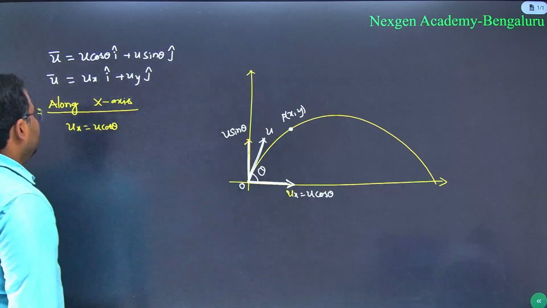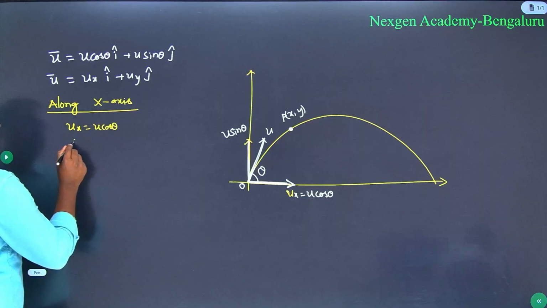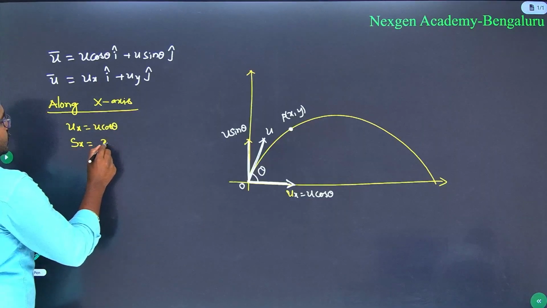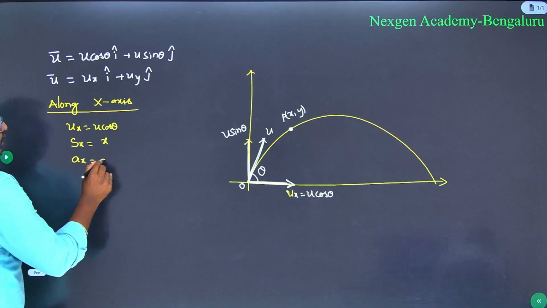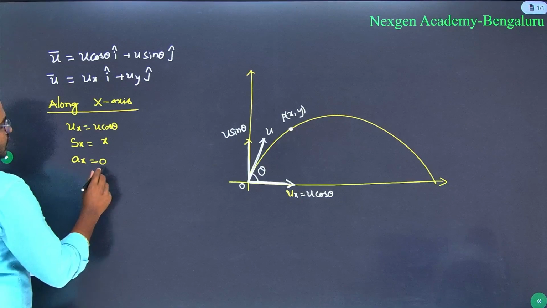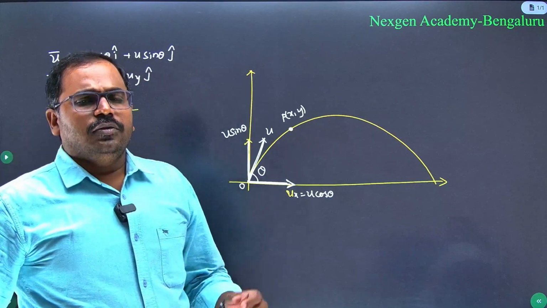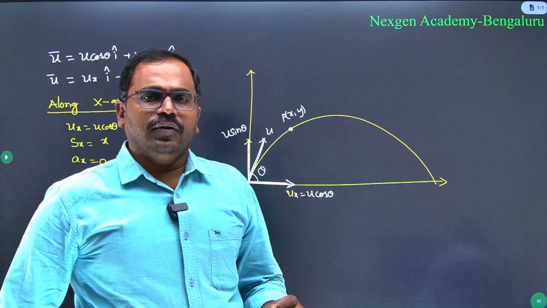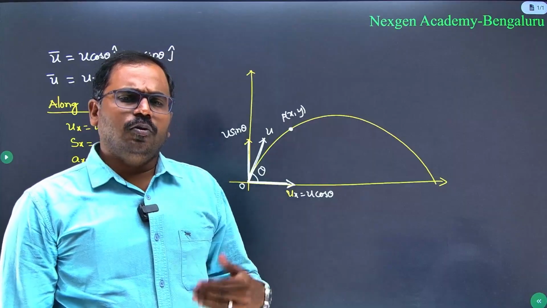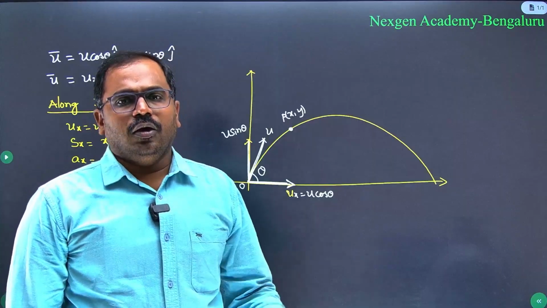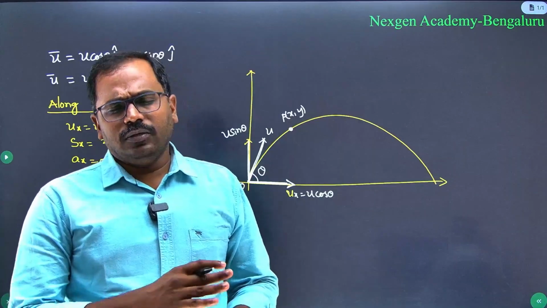Now coming to this, here ux is equal to u cos theta and horizontal displacement is equal to x. And what about acceleration? As we discussed, no acceleration. No acceleration means, can we say that velocity remains constant? Horizontal velocity remains constant. So this is a very important point while solving the questions on projectile. The horizontal component of velocity throughout the motion of the projectile remains constant. u cos theta remains constant throughout the motion of the projectile.